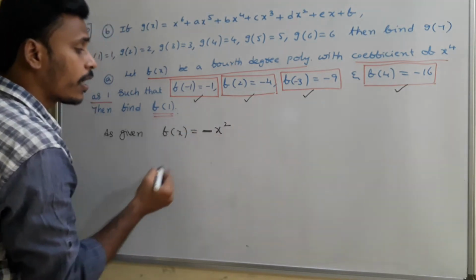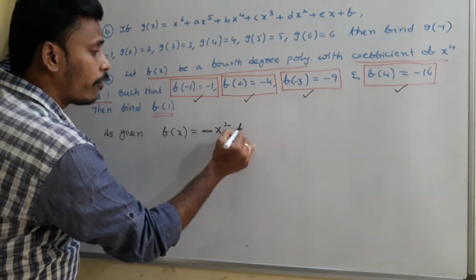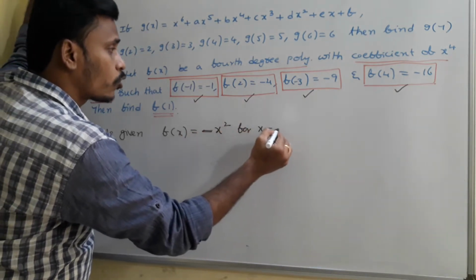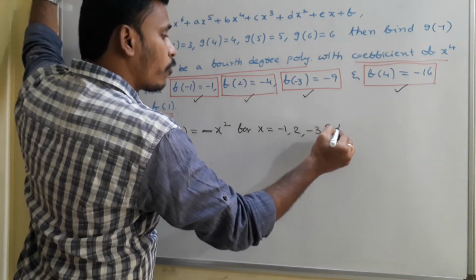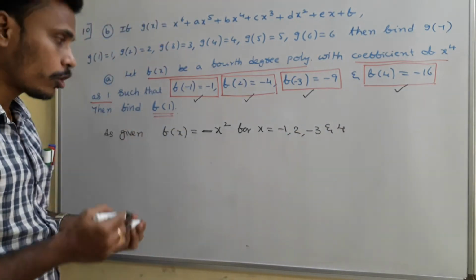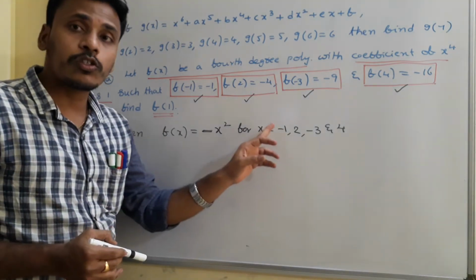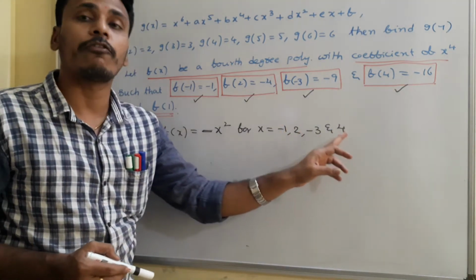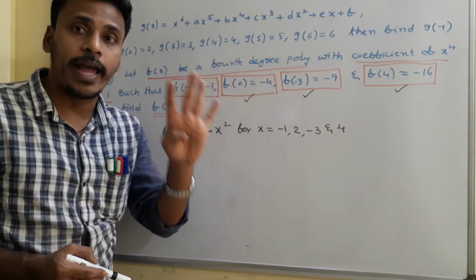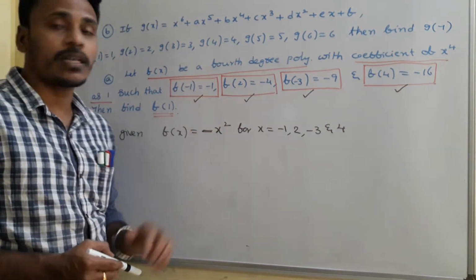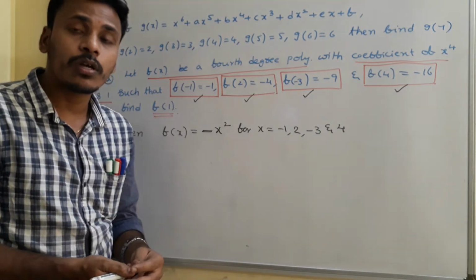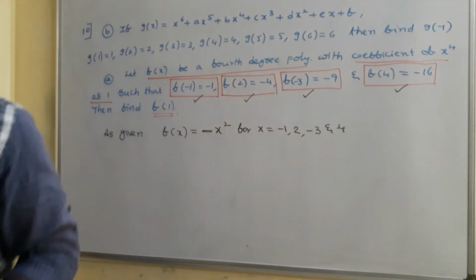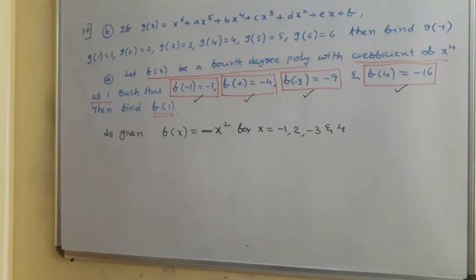What is f(x)? Minus x square, for x equal to -1, 2, -3 and 4. You just look there. Only for these four values, f(x) is minus x square. What about the remaining real values of x? We don't know, because we don't have the function completely.